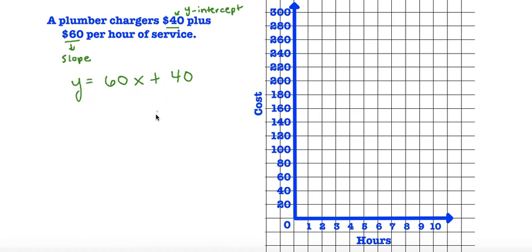And so now that we have our equation here, we can make a table and we could graph. So in our table, we're going to represent the relationship between our x and our y value. So our x value is our hours. And our y value is the cost.